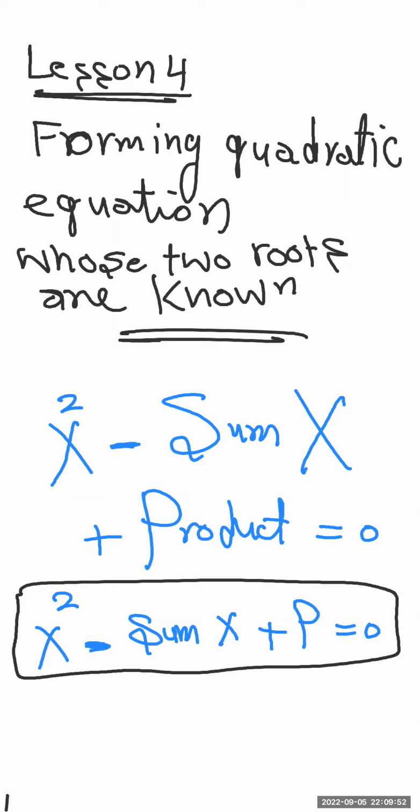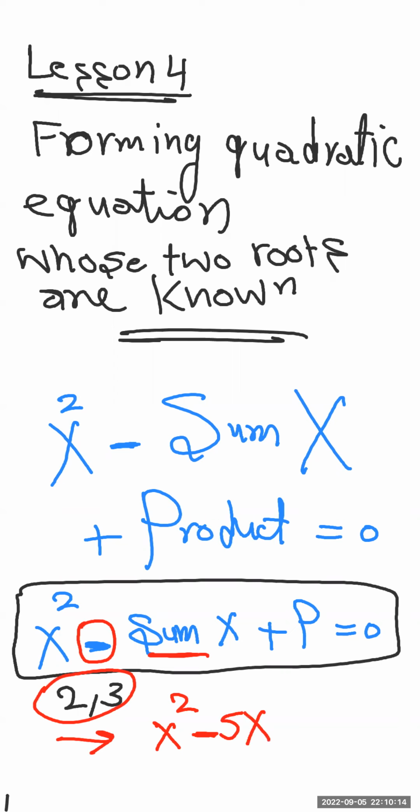So simply, if there's a given two roots like 2 and 3 as a simple example, this means the equation will be like that: x squared minus sum 2 plus 3, 5x, plus product 2 times 3 means 6, then equal 0. Okay, so this is the general rule of the formation of the equation. Okay, guys, this point is clear.